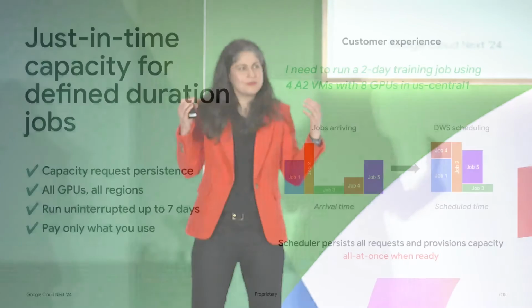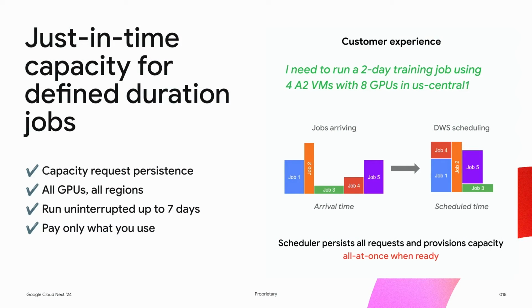OK, so like I said, Flex Start mode is really just-in-time capacity for defined duration jobs. Let's say your team has found a really cool open source ML model, and you need, let's say, 4 VMs or 32 GPUs for a couple of days to fine-tune it on your data. You could go write a script and try to grab 1 VM at a time, or maybe use GKE to scale up, and you may find some capacity, but it may take a few hours to get all 4 VMs provisioned.